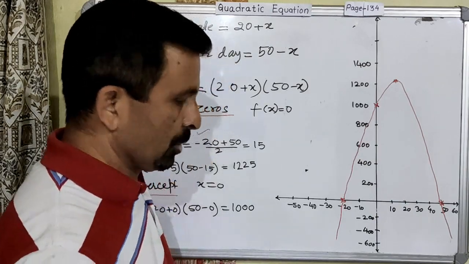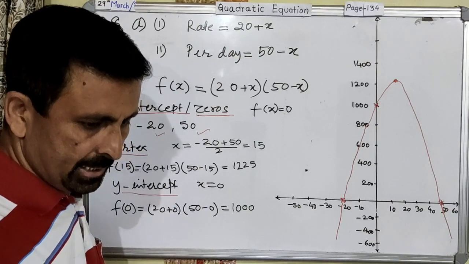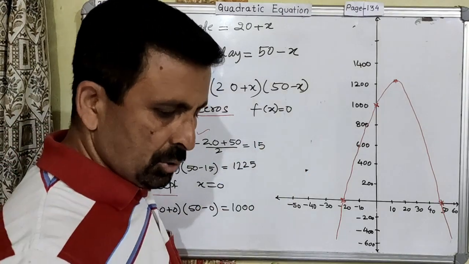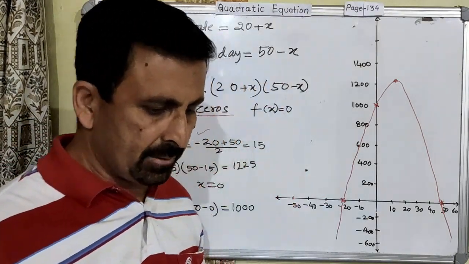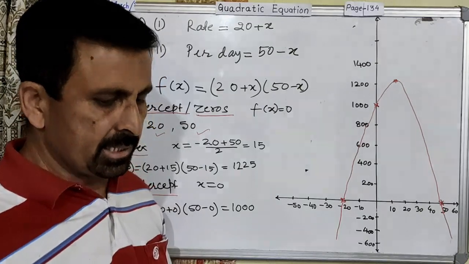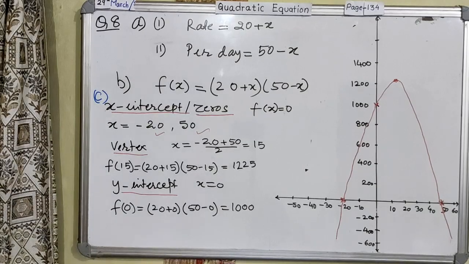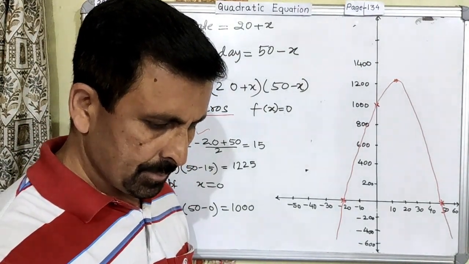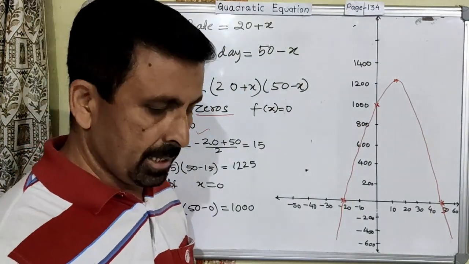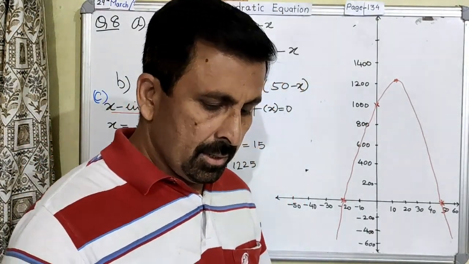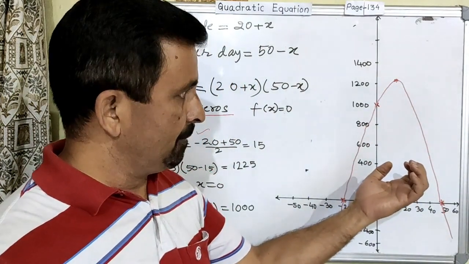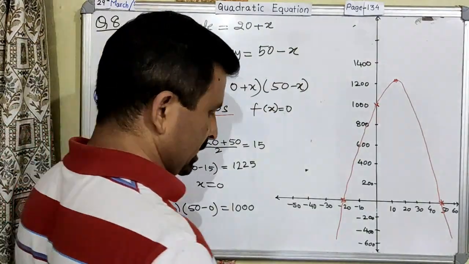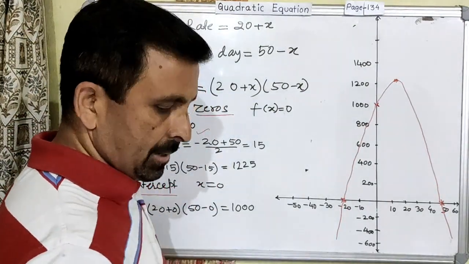After this, there is one more thing that they have asked you in part D. Part D says: use your graph to estimate the price that will result in the greatest daily sale. So which price will give you the greatest daily sale?